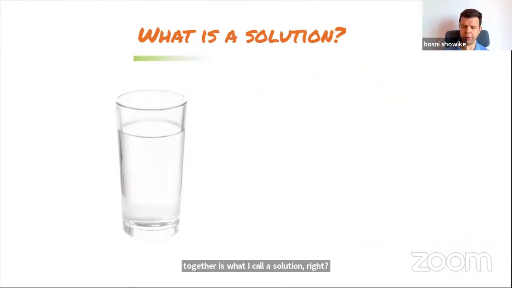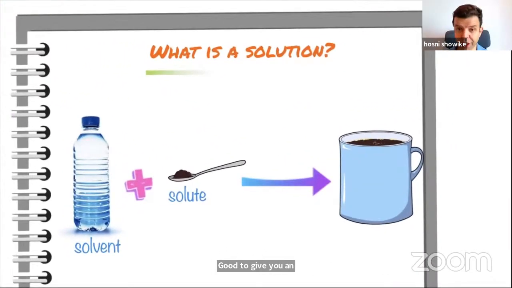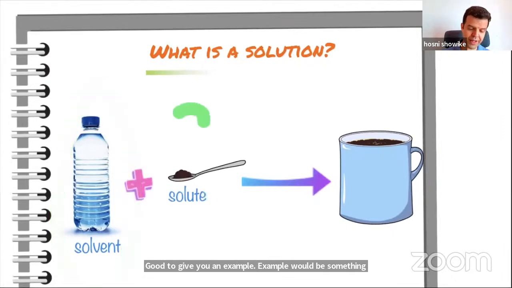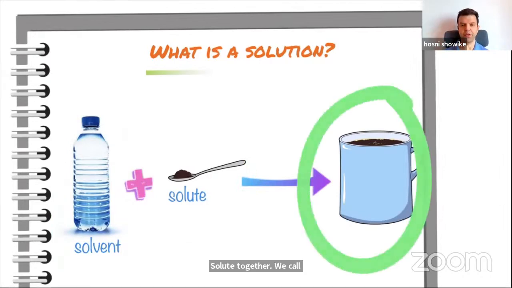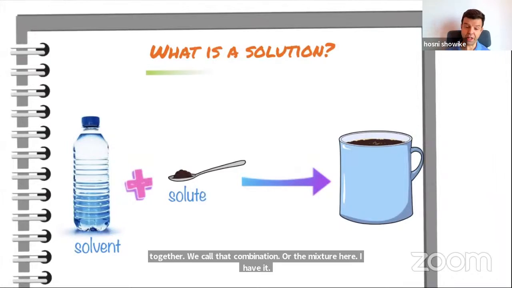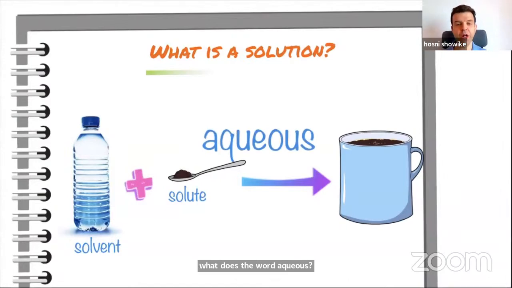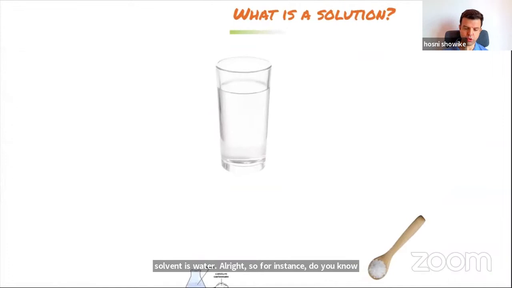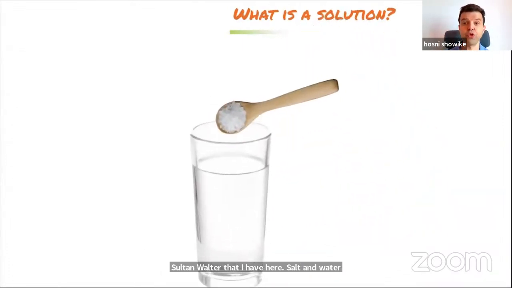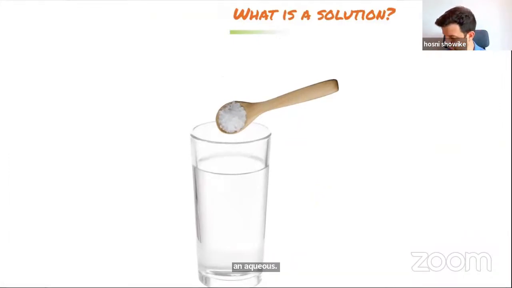Good to give an example. An example would be something like coffee. Coffee is made up of water, the solvent, and the solute. Together, we call that combination, or the mixture I have here, a solution. Most of the time, the solvent we use in chemistry is water. In this case, I would call this an aqueous solution. Again, the word aqueous stands for what? It stands for a solution where your solvent is water, right? So for instance, do you remember the salt and water that I have here? Salt and water, that's an aqueous solution of salt, where you dissolve it into water, okay?